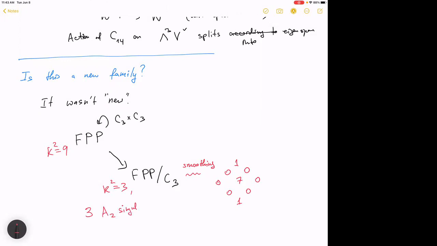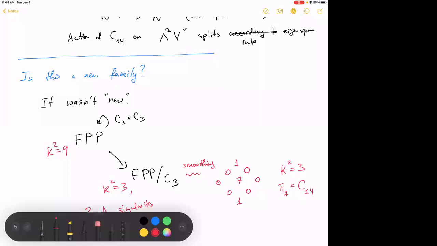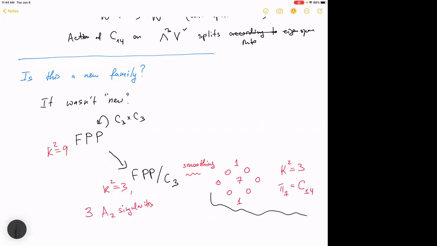And then you do smoothing, and then you have this family with K squared equals 3 and fundamental group C14. It follows from the group structure that you had a fundamental group C14. So now it was natural for us to assume that we got the same family, and now we decided to go back and try to construct the fake projective plane. All right, so what do you do? This fake projective plane should be some kind of special element in the family.